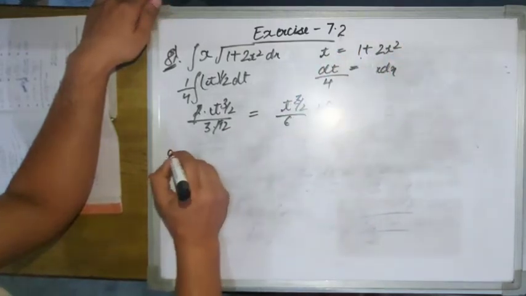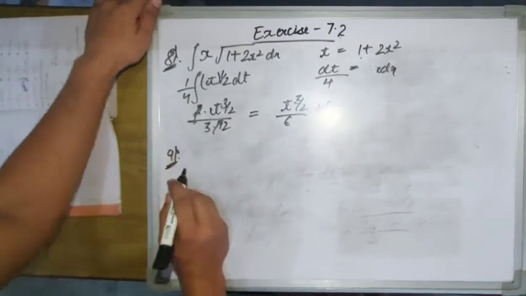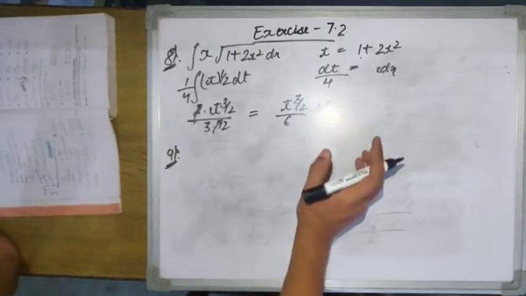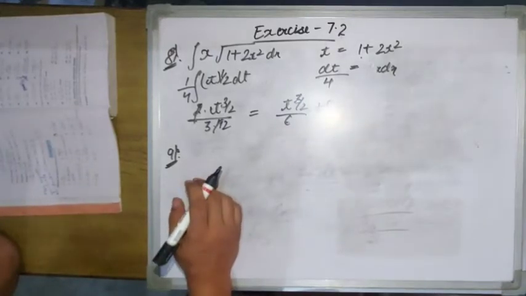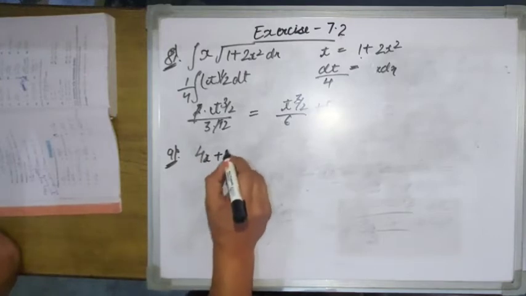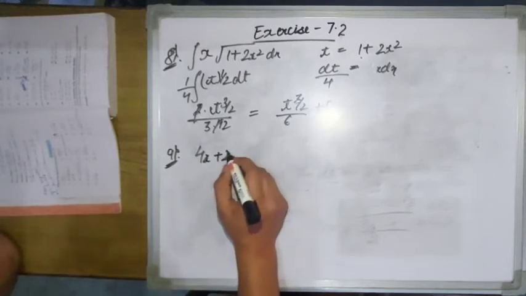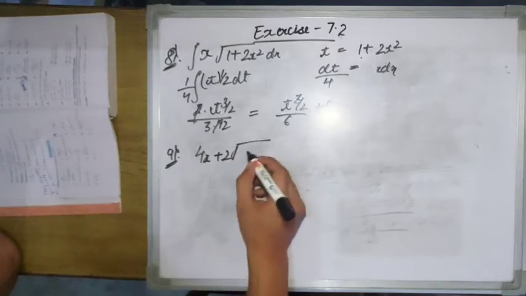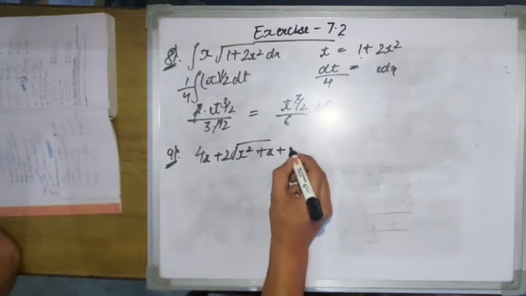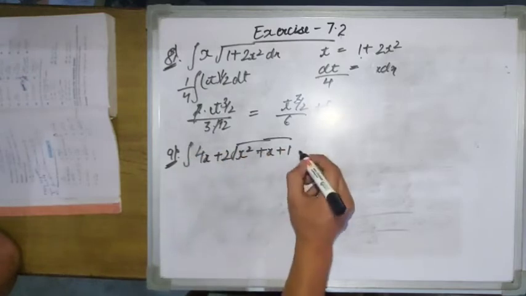I am not solving the putting of values, because it will take a lot of time. So our 9th question is 4x plus 2 upon x square plus x plus 1. We need to find out its integration.